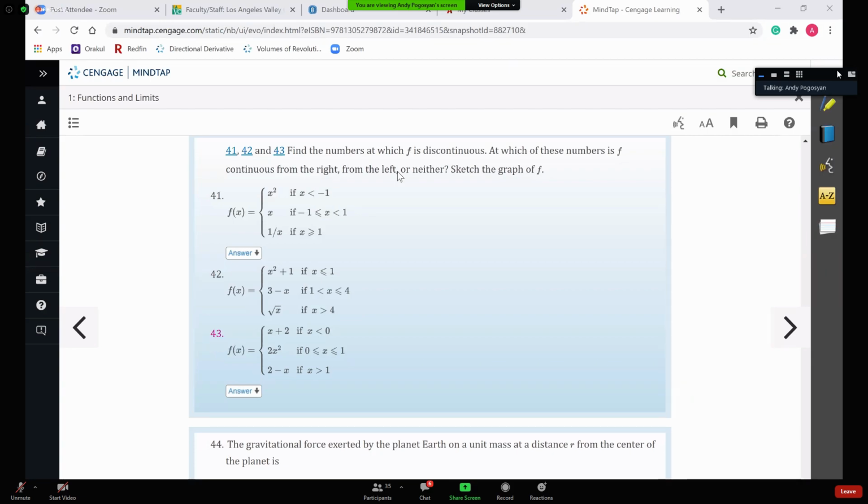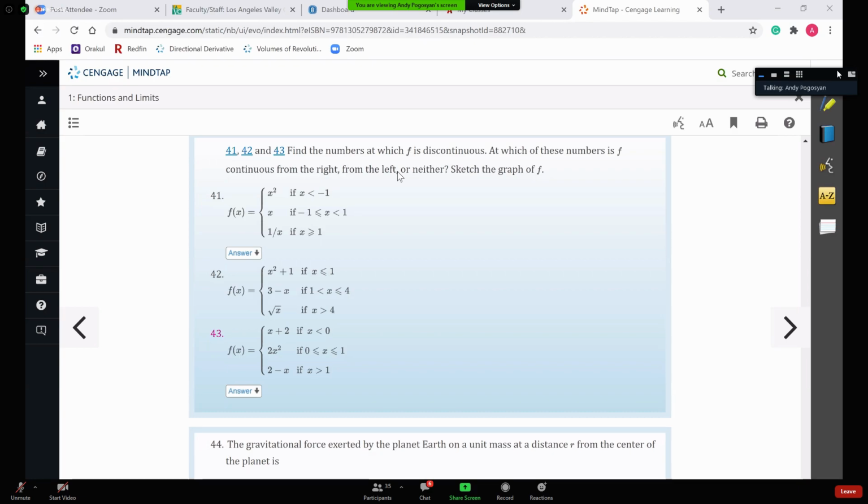Number 42. Now notice x squared plus 1 is continuous when x is less than or equal 1. It's a polynomial. It's always continuous. 3 minus x is a line. Again, continuous, definitely, on 1 to 4 because it's continuous everywhere. Square root x is continuous on 0 to infinity, and this one is for x greater than 4. So it's again continuous.